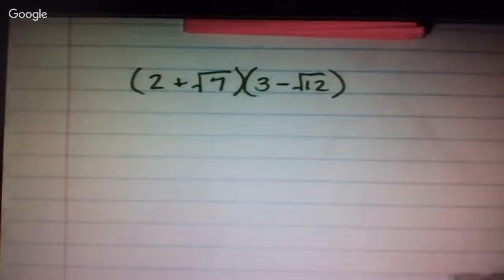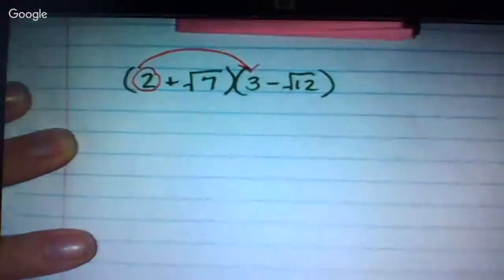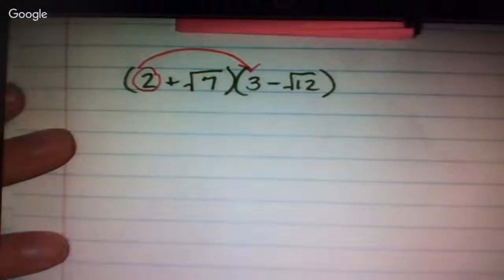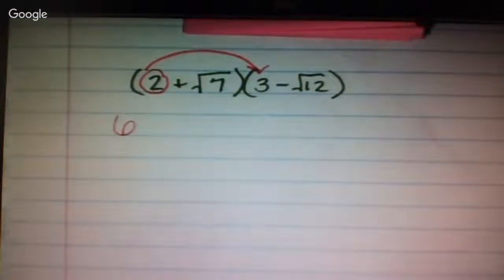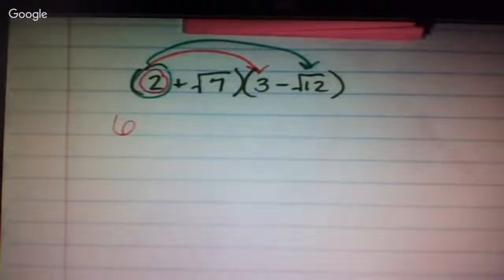Oh, God. Okay, so when we attack this one, attack. I don't like attacking things. 2 has to multiply against 3. 2 times 3 is? Two also has to multiply against negative square root of 12. So negative 2 square roots of 12.